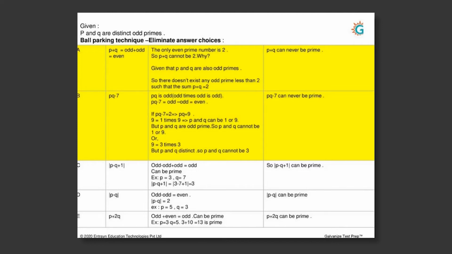Yes. Now option E, P plus 2Q, odd plus even, which is again odd, can be a prime. I'm giving you an example here: 3 plus 10, which is 13.